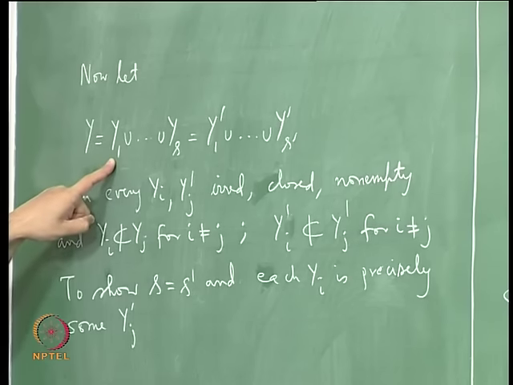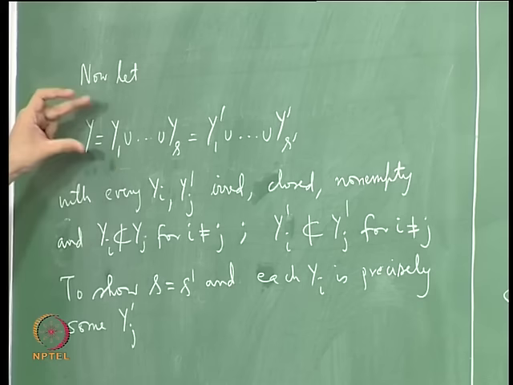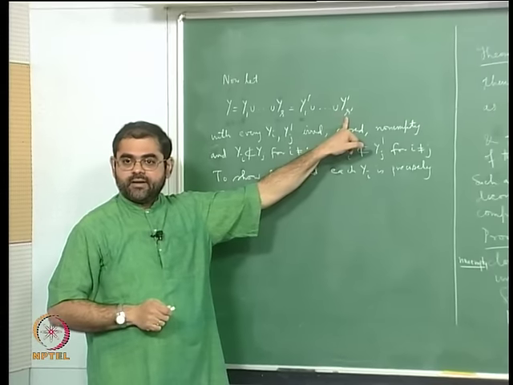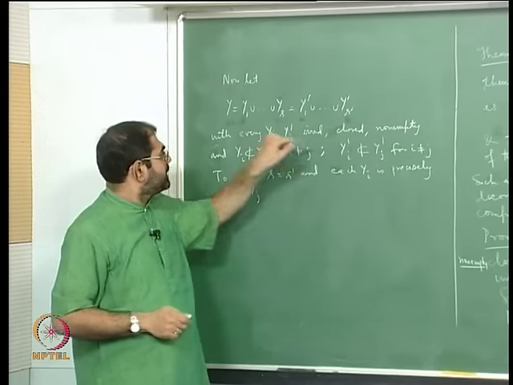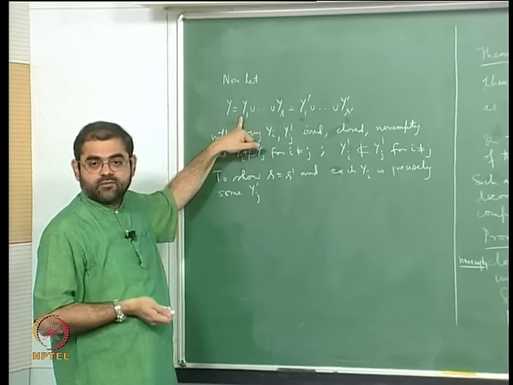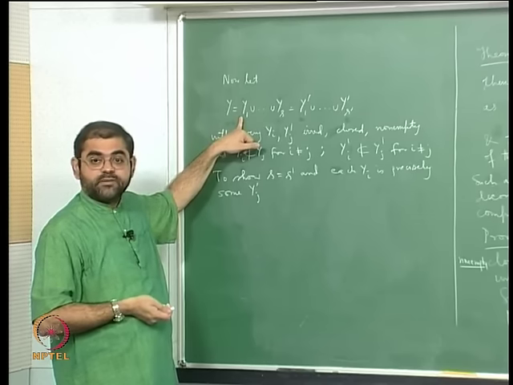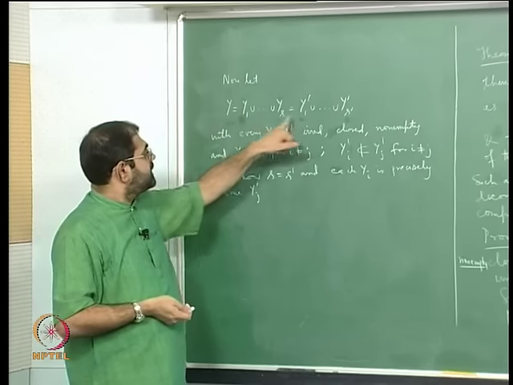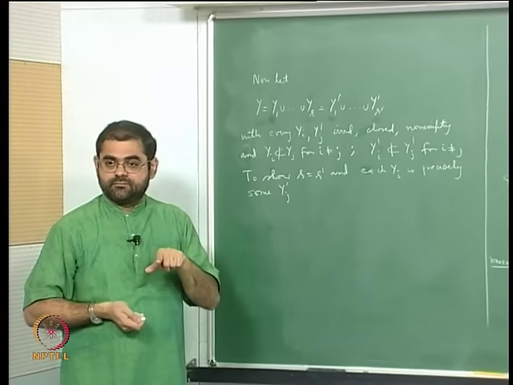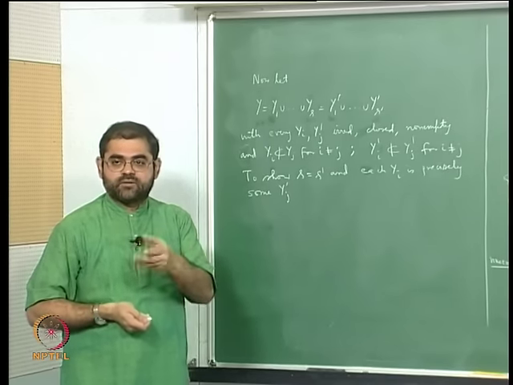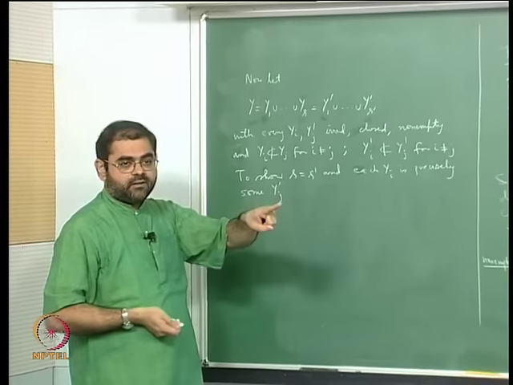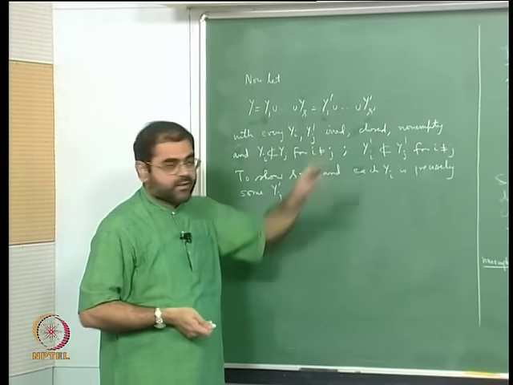Take y1. Now y1 is a subset of this union. The lemma says that for the set y1, I don't need the fact that y1 is closed. I only need the fact that y1 is irreducible. Y1 is contained in a finite union of closed sets, therefore it has to be in at least one of them. So if I apply the lemma, I'll get that y1 is contained in some y prime j.